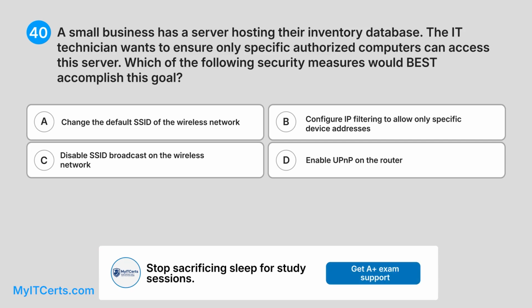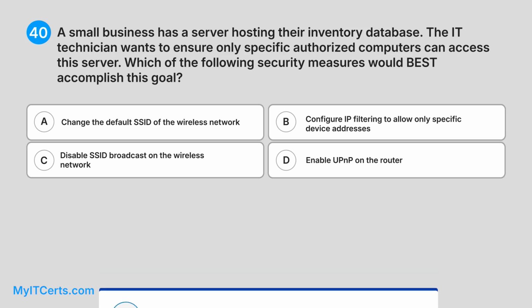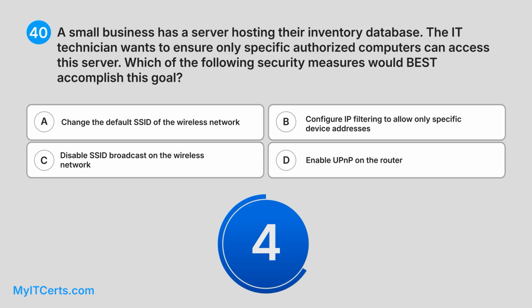A. Change the default SSID of the wireless network. B. Configure IP filtering to allow only specific device addresses. C. Disable SSID broadcast on the wireless network. D. Enable UPnP on the router. Can you guess the answer?